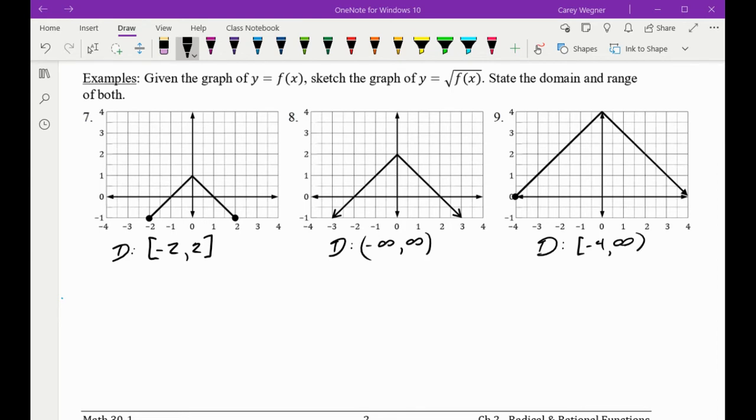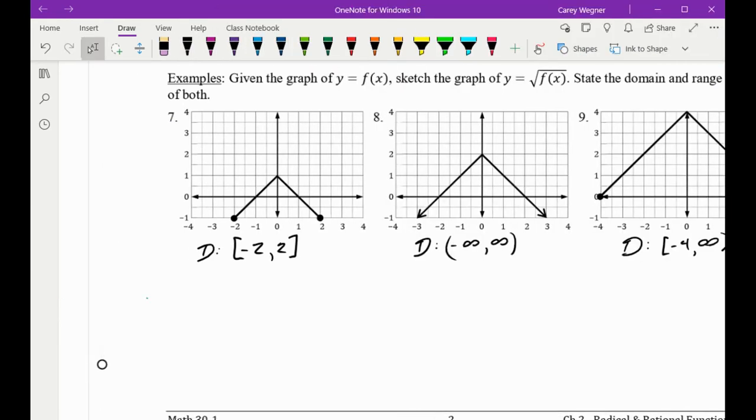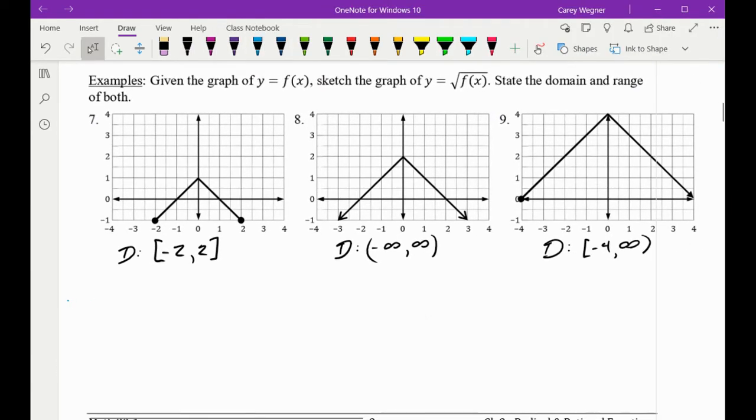Well, here you can see my domains. For number 8, because we have the arrows going down and to the left forever, down and to the right forever, we would say that the domain is from -infinity to +infinity. Remember, domain is x values. And infinity is not a number. Infinity is an idea that is just always further. So we can never actually reach it, and so we use the rounded brackets.